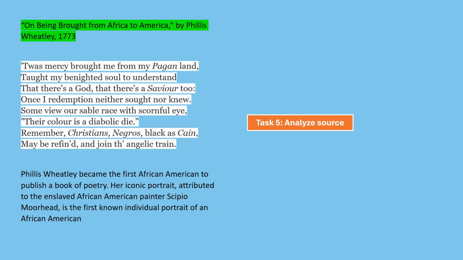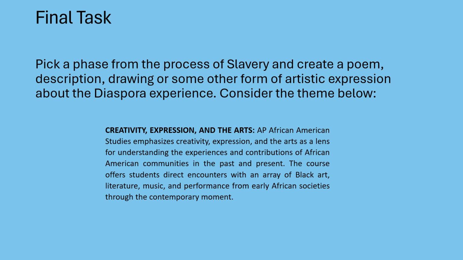Now we have a poem that you need to analyze that is trying to document the slave experience from the point of view of the human being. Final task, now that you've read some of the primary source documents, you're going to create your own poem, description, drawing, or some other form of artistic expression. We're trying to address this theme here, but you're in the position to create the final product.